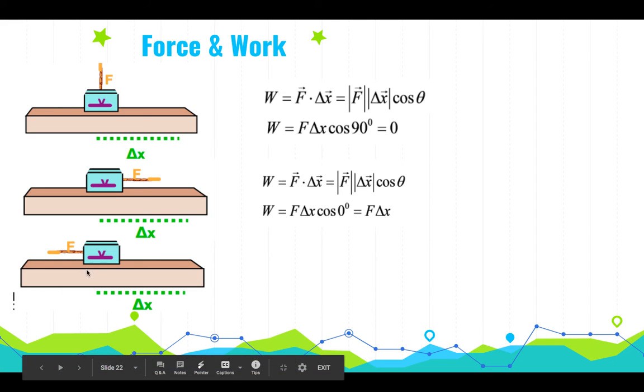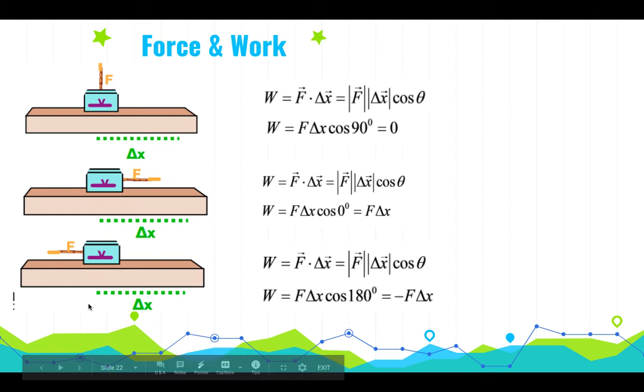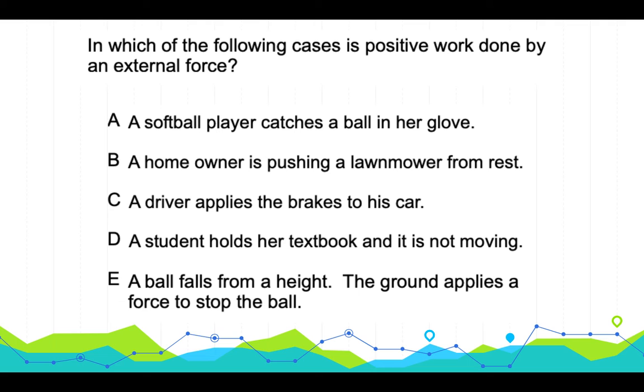Okay, so the angle between these two vectors is technically 180 degrees. When we take the cosine of 180, we get a negative value. So technically negative work would be done on the block because the force and the displacement vectors point in opposite directions. Okay, so hopefully that mathematically makes a little bit more sense now. Let's apply this to a few examples that we might see on the AP exam.